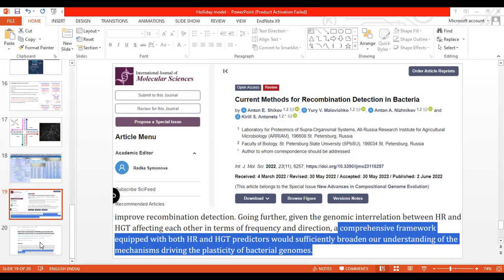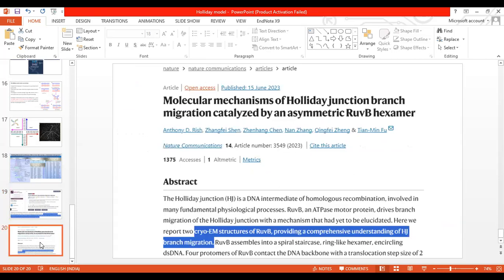So the second part of unknowns in the Holliday junction is this paper. They clearly addressed a question: what is the mechanism behind Holliday junction branch migration, which is facilitated by the RuvB enzyme, an ATPase motor protein involved in homologous recombination, and how does the asymmetrical assembly of RuvB contribute to the coordination of branch migration in bacteria? If you are burning with these questions, I think this paper is an ideal paper to read.